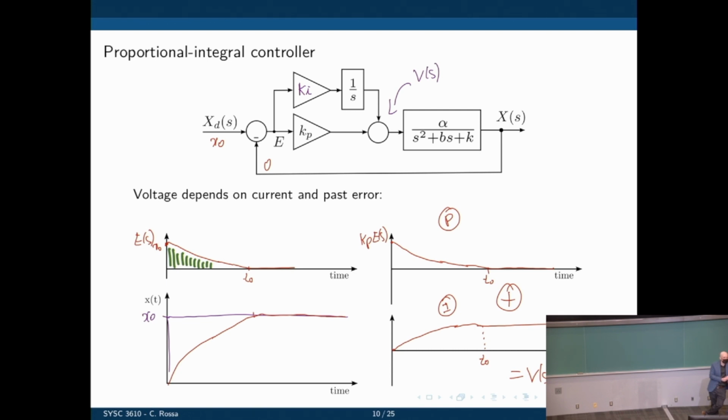Exactly. So when you take the integral of that area, and once we reach tau 0, we're just adding 0 to the non-zero area that we just covered. So it will always stay constant, and it will start to change again if the error is not 0. Right?